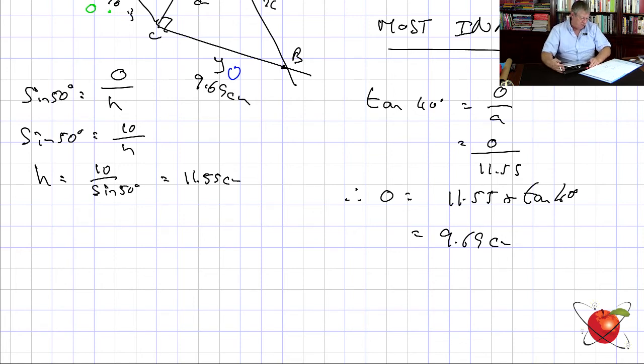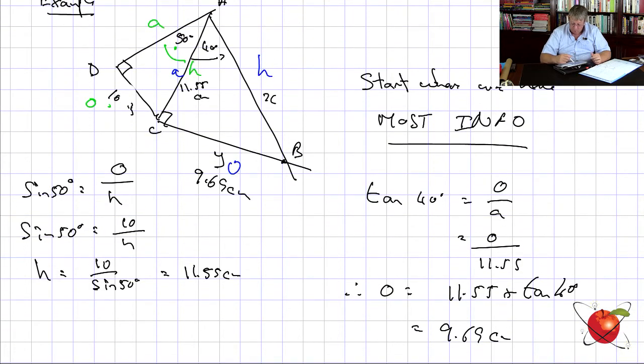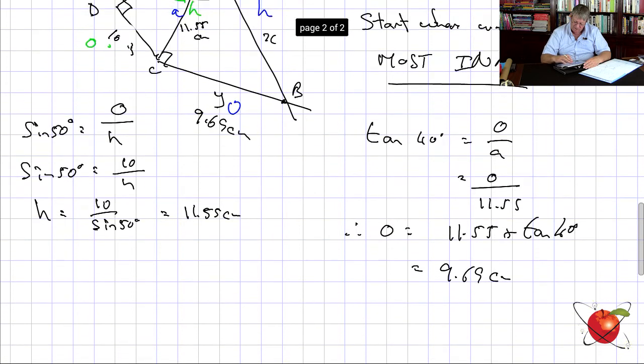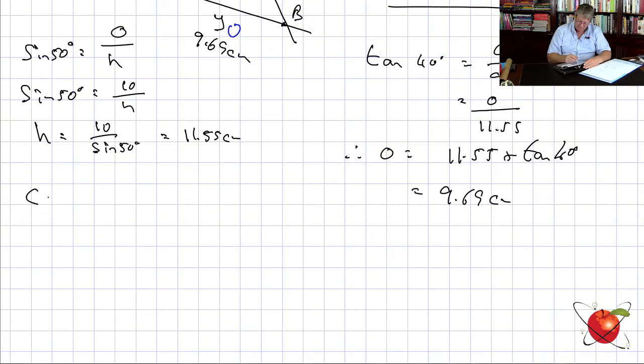But let's use trig again. Let's have a look and see, right, what am I going to do here now? In the triangle, I've got opposite and hypotenuse. But hang on, I've got adjacent and hypotenuse. Let's rather work with the one we've got. So we say cos of 40 degrees is going to be adjacent over hypotenuse. Adjacent, I know. Adjacent was 11.55 over h is equal to cos of 40 degrees.